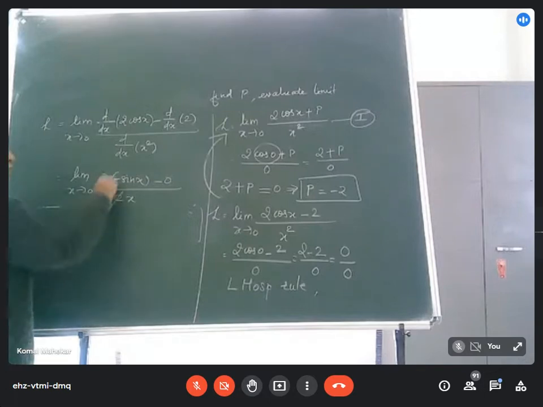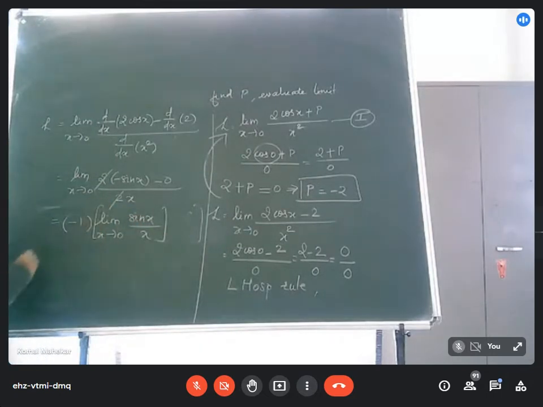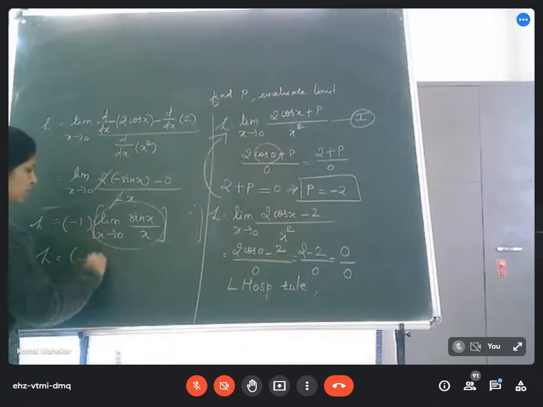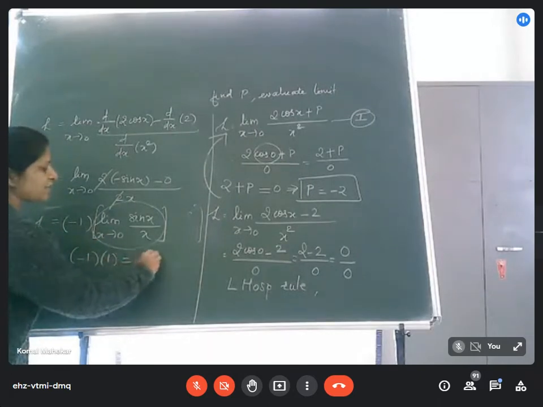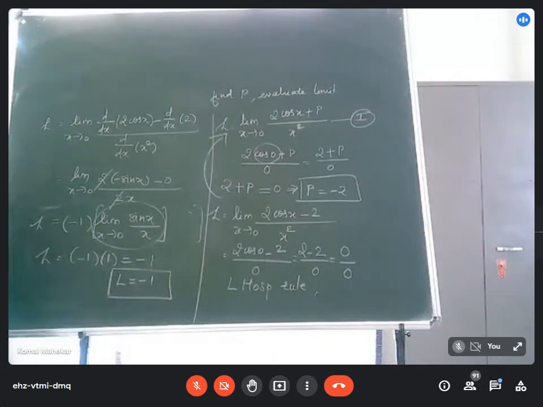Now see here, 2 and 2 get cancelled with each other. Constant is -1, take outside the limit. We will take constant outside the limit. So limit x tends to 0, we get sin x upon x. And now we know that again limit of sin x upon x is 1. So 1 into -1, so answer is -1. So L is equal to -1 is the value of limit.